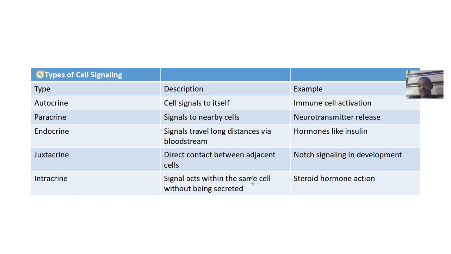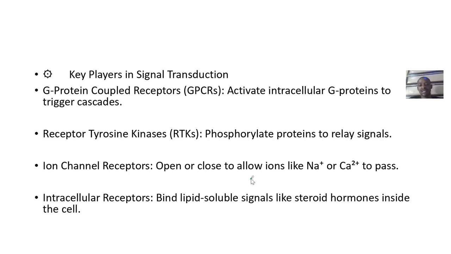We have autocrine, where the cell is sending information to itself. Paracrine, where the cell is sending information to other cells but just nearby. Juxtacrine is direct contact. Then endocrine is where the signal travels through the bloodstream to a far place. Intracrine, we say that the signals act within the same cell without being secreted. So these are the key players, basically talking about the receptors that the other cell has to have for communication to go on.